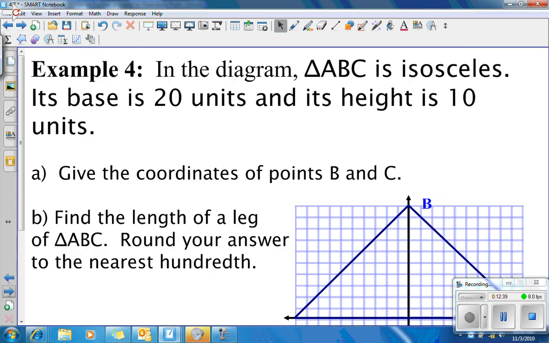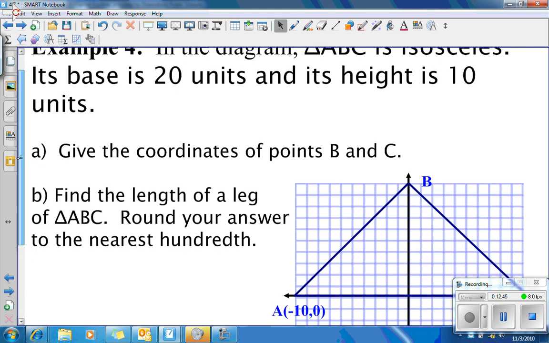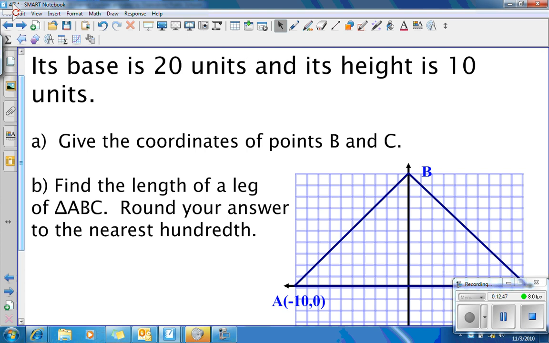Example 4: in the diagram, triangle ABC is an isosceles triangle. What do we know about isosceles? Two sides are equal. Good. What else do we know? All three angles in a triangle add up to be 180. Both triangles have a right angle. Okay, not an isosceles, but we do know that the base angles are congruent, right? That's what we know about an isosceles.